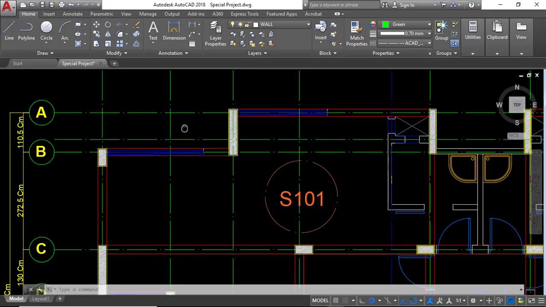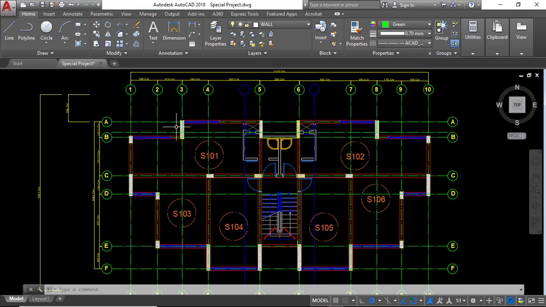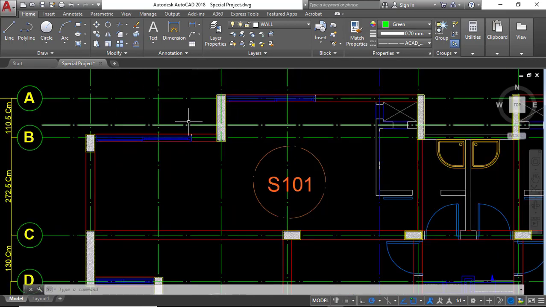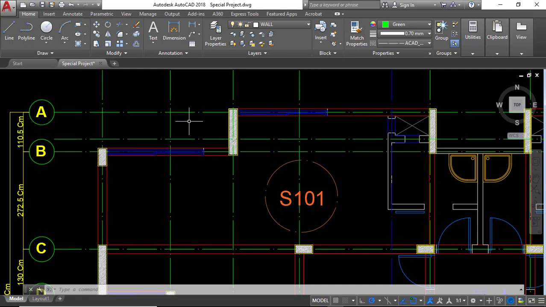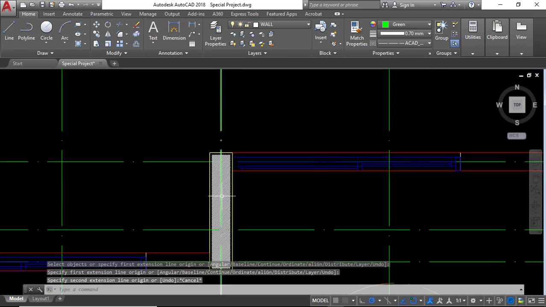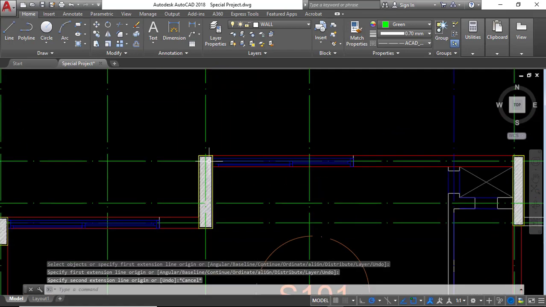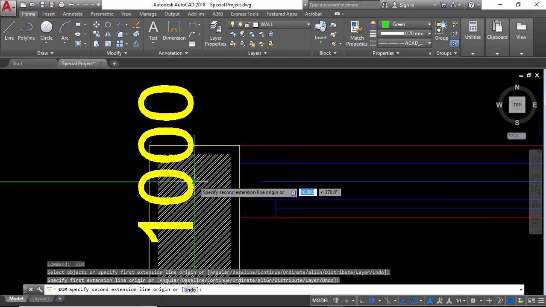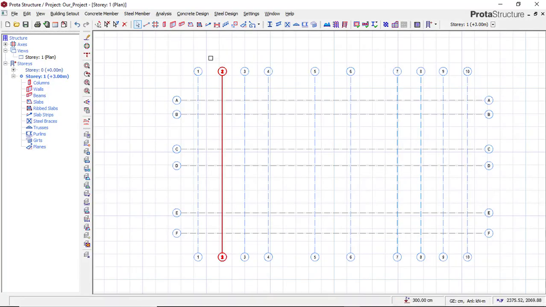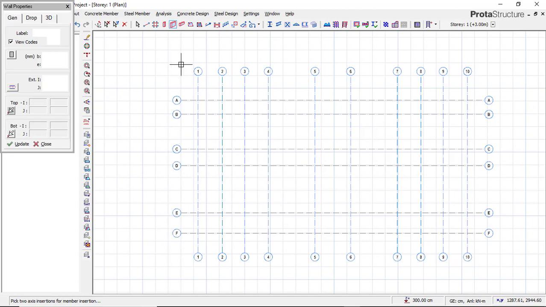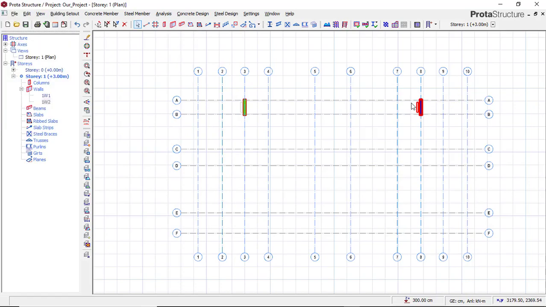So let's start by drawing the first couple of walls 3B and 8B. Walls 3B and 8B are extended between axes B and A, and they have a width of 25 centimeters. Their eccentricity from bottom is 10 centimeters, and it is also 10 centimeters from top. So we go to Prota structure and we click on walls. Then we draw column or wall 3B between axes B and A. Then we adjust the bottom and the top eccentricities. Then we draw wall 8B, and it's going to be the same.